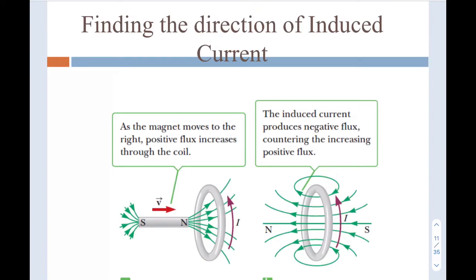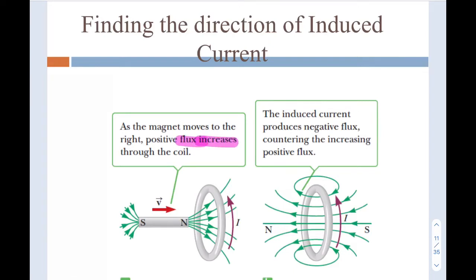So now we're going to refer to a permanent bar magnet and a circular loop. As the magnet moves to the right, approaching the circular loop, positive flux increases. The strength of the north, the flux or B coming from the north pole here, will increase in amount through the coil. So the coil is going to experience an increment of flux, isn't it? So increment of flux, increase of flux.